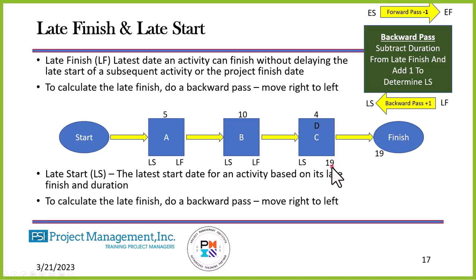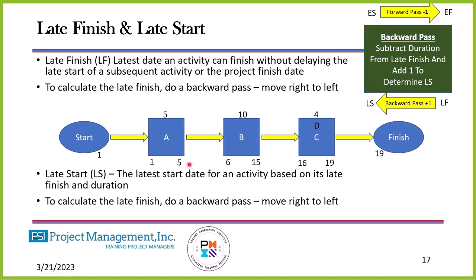My late finish of C is going to be 19. I subtract 4, add 1. That says that my late start is 16. The late finish of B will be the preceding day. That will be 15. I subtract the duration of 10, add 1. That gives me a late start of 6. The activity A will start the preceding day for the late finish. It'll be 5. I subtract the duration and add 1. That says that my late start of activity A is 1.